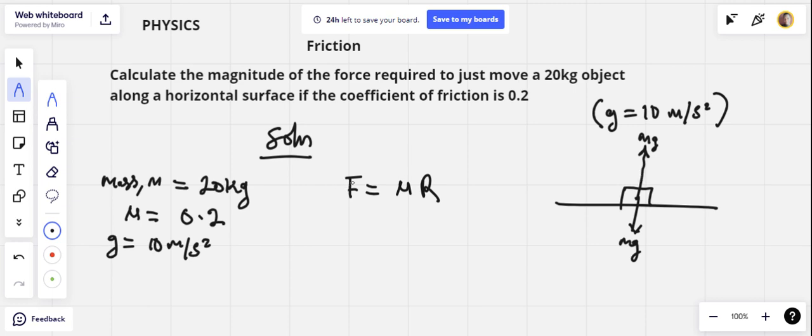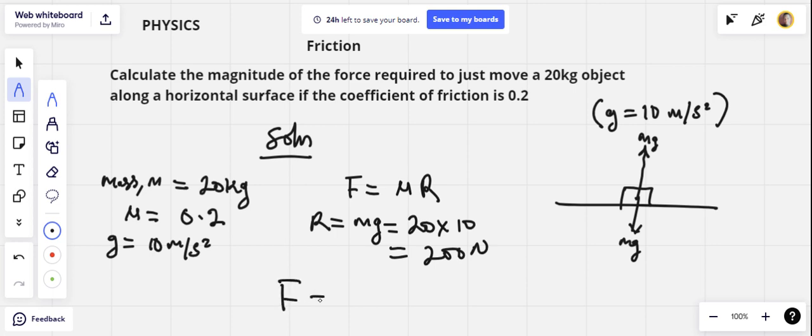So the limiting frictional force is what? Coefficient of friction, that's the degree of roughness of the surface, times the weight of that body. So now we are not given the normal reaction. However, normal reaction R will be what? Mass times gravity, and the mass here is 20 and the gravity given is 10. So the normal reaction will be 200 Newton.